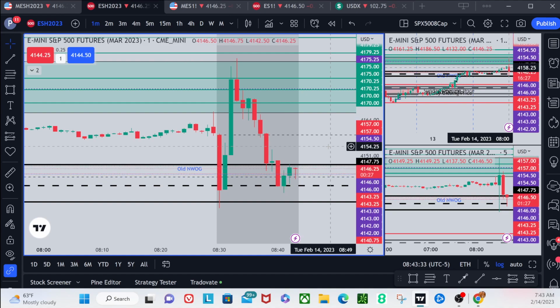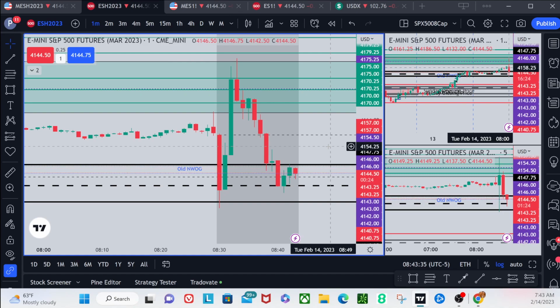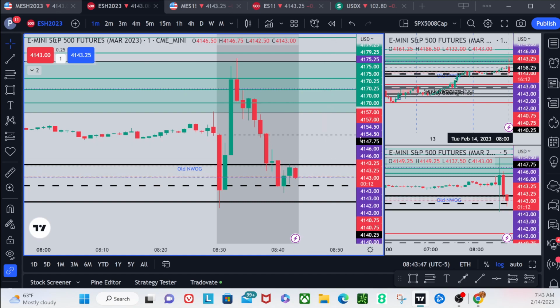Fifty-fifty still. Anybody's market today so far? Buyers or sellers? They can both be argued. I wouldn't want to be a buyer, though. I wouldn't want to be going long.